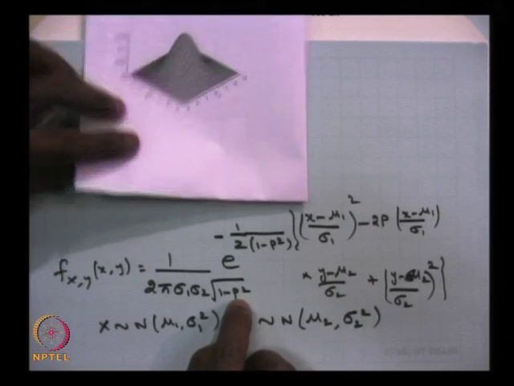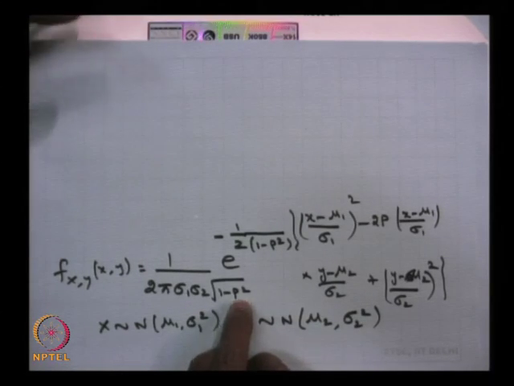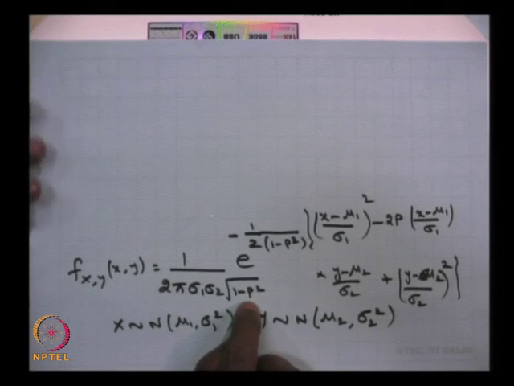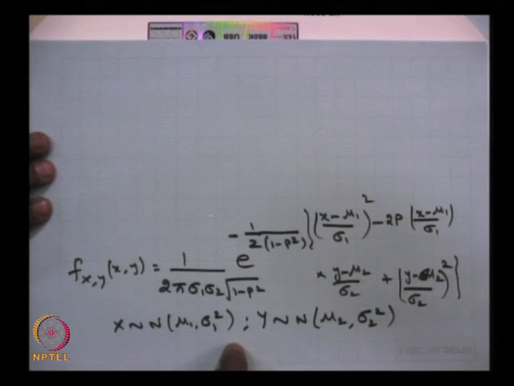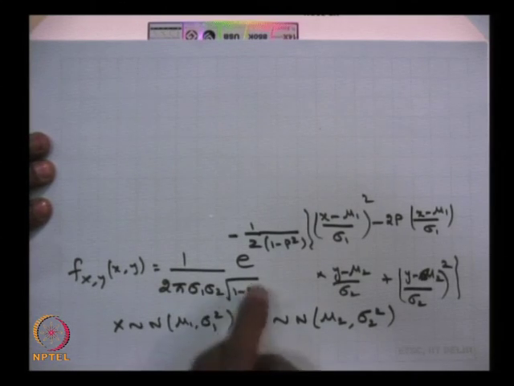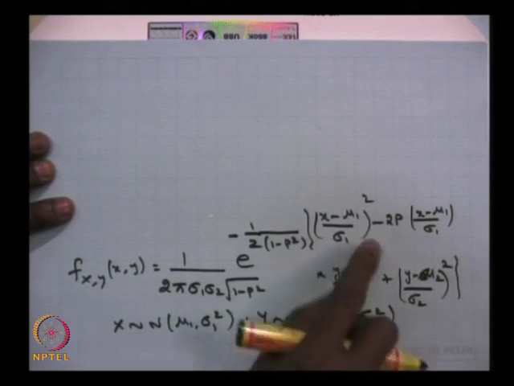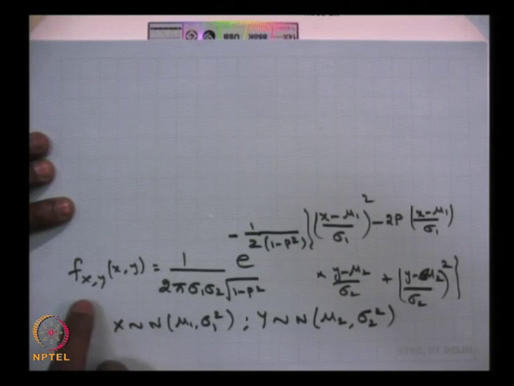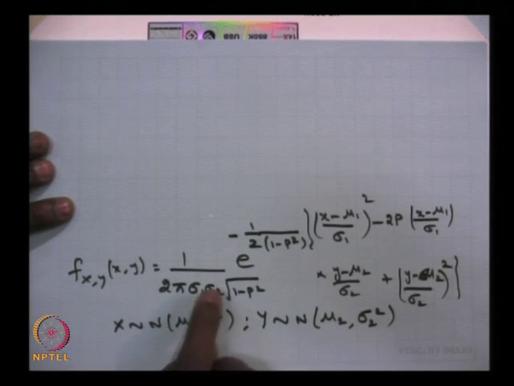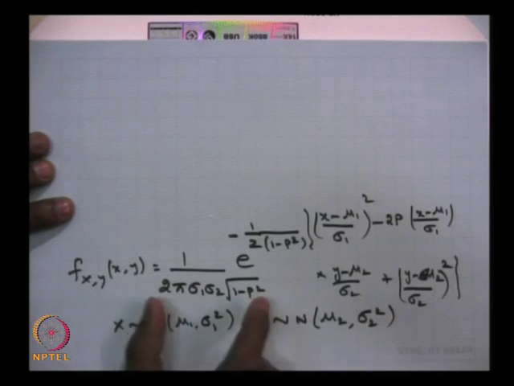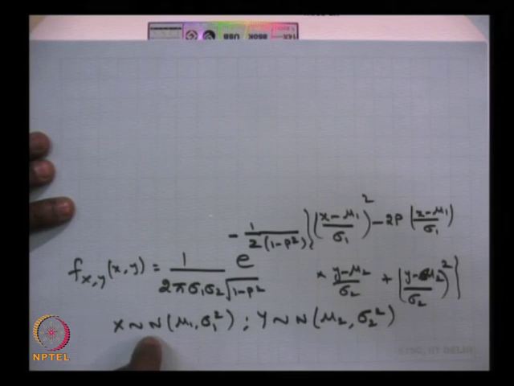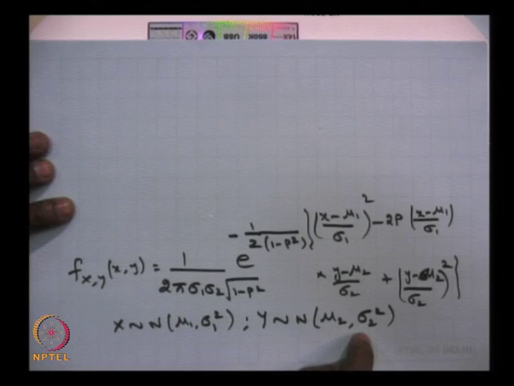That means the way the random variables x and y are correlated comes into the picture when you give the joint probability density function of these random variables, and they are not independent unless rho is 0. If rho is 0, then it gets simplified, and you can verify that the joint probability density function is the product of two probability density functions, each of a normal distribution with mean mu 1 and variance sigma 1 square, and mean mu 2 and variance sigma 2 square.